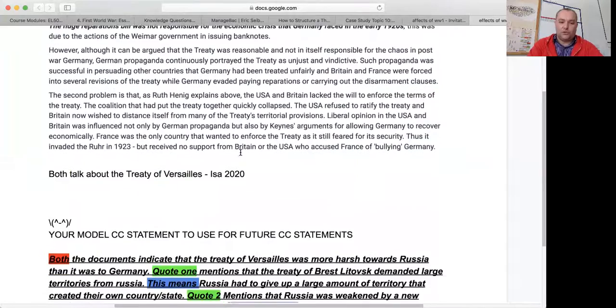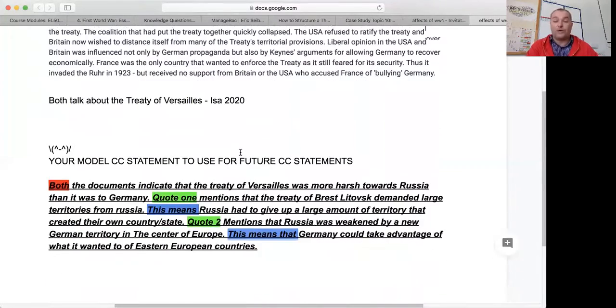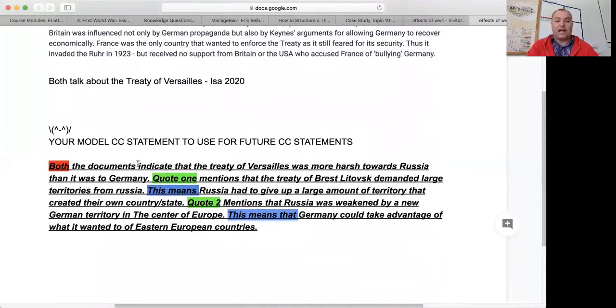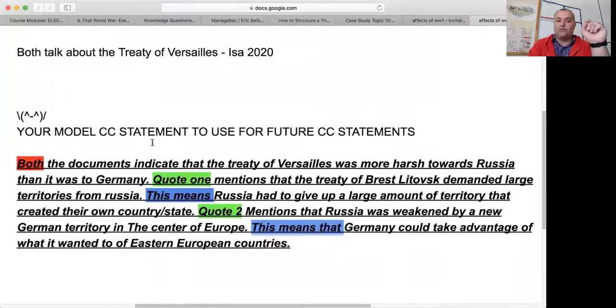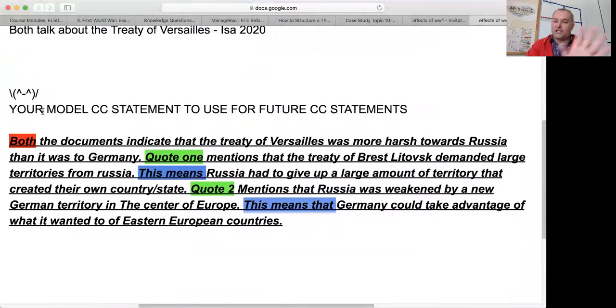But in any case, I wanted to get to the model statement. Now, this isn't one that I created, but I highlighted some of the words that I wanted to see. So we always start with the comparison. I'm going to blow it up a little bit. They actually wrote this. I didn't.